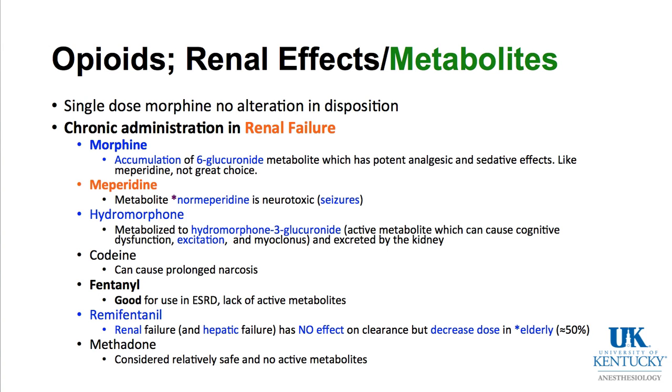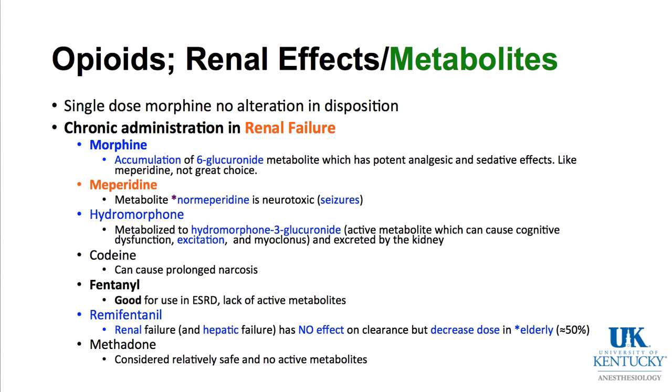Opioids and renal effects and metabolites is the next topic. If you just use a single dose of morphine, there's really no alteration in the disposition, but we're talking about chronic administration of opioids and what happens to them in renal failure. First of all, morphine has a sugar molecule put on it, and that's in the 6th position, and it's called morphine 6-glucuronide metabolite. This metabolite is actually active and has analgesic and sedative effects. So it's not a great choice to give chronic doses of morphine to a patient in renal failure because they will build up this active metabolite.